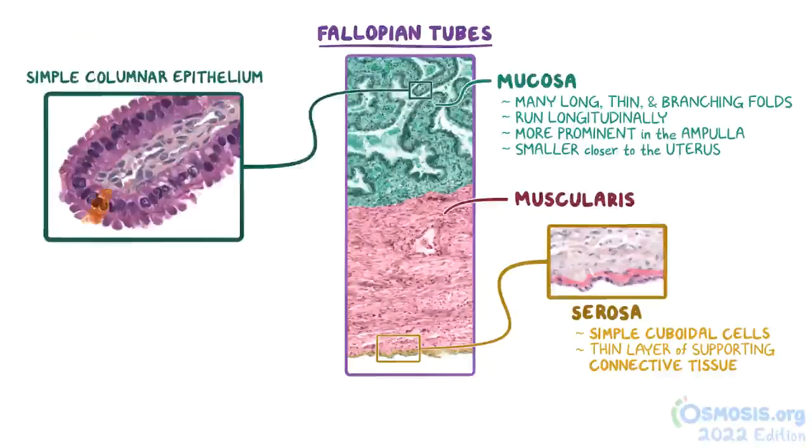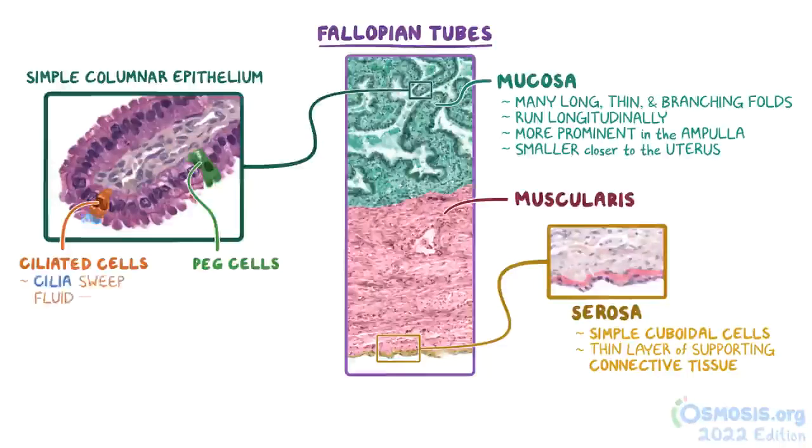This epithelium actually consists of 2 distinct types of cells: ciliated cells and secretory peg cells. The ciliated cells can be identified by their visible cilia that wave or sweep fluid toward the uterus in order to help an ovum or fertilized zygote to continue moving in the correct direction within the fallopian tube. Also, the cytoplasm of the ciliated cells often don't stain as dark when compared to peg cells, making it slightly easier to distinguish the 2 types of cells.